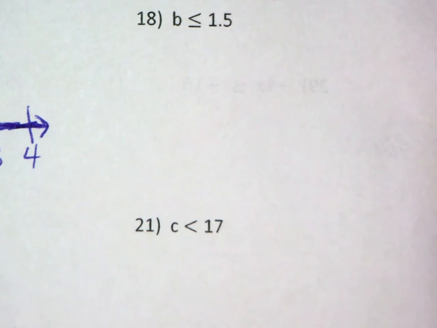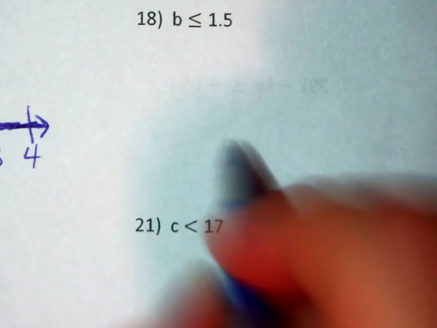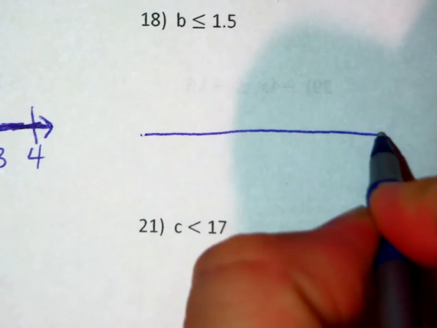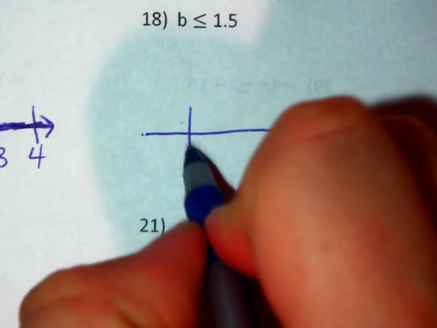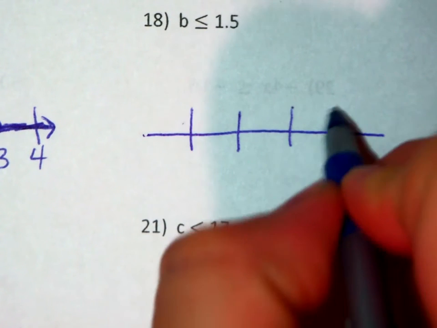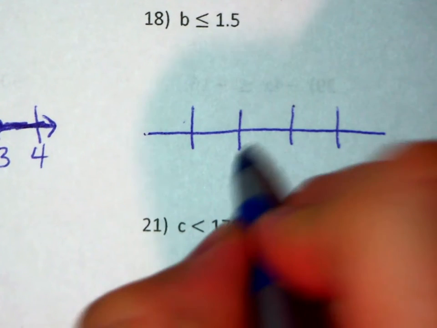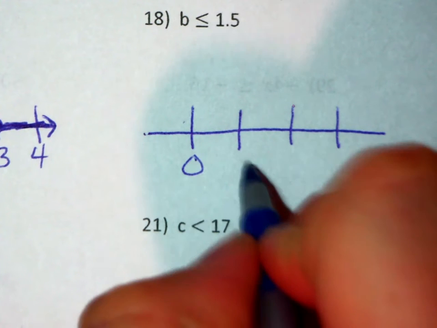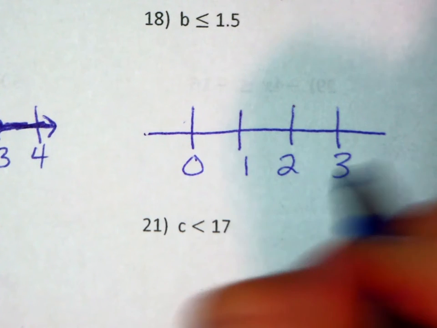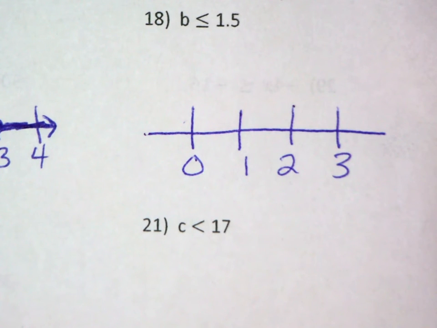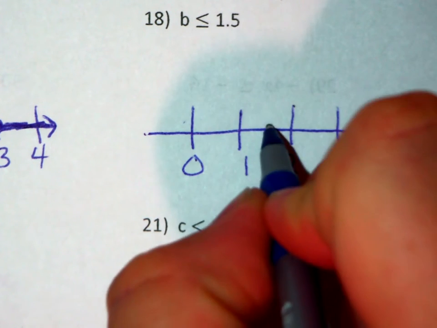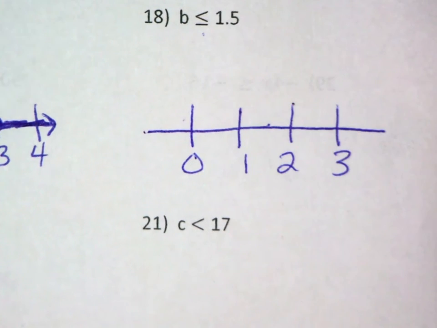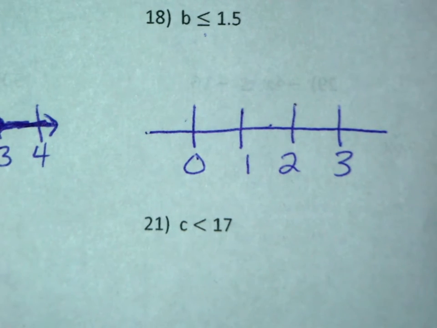So problem 18 tells us to graph the inequality on a number line. And since I'm graphing b is less than or equal to 1.5, I'm going to go ahead and do some hash marks. And let's go with 0, 1, 2, 3. And I know that 1.5 is right smack in the middle between 1 and 2. And then I'm making a less than or equal to graph.